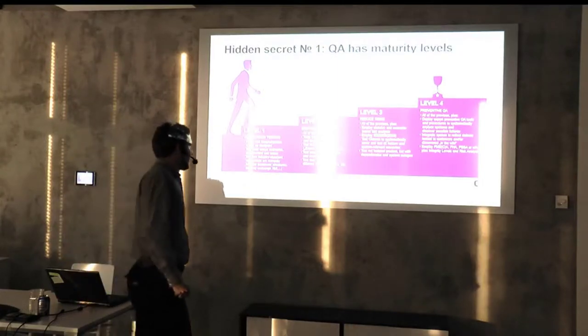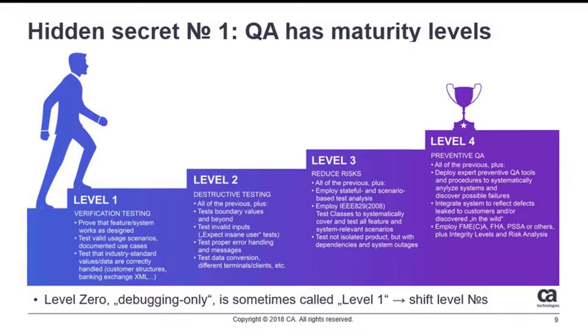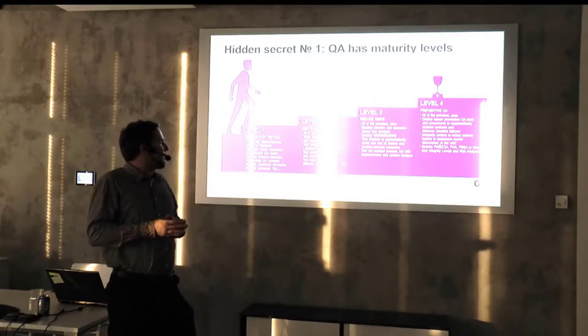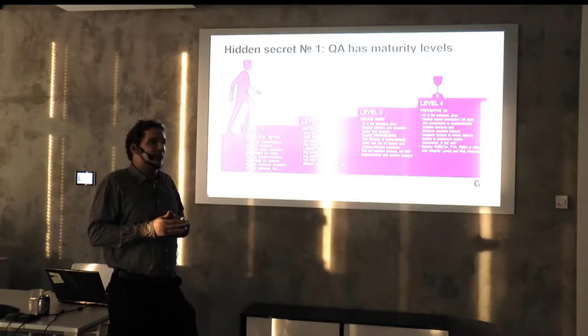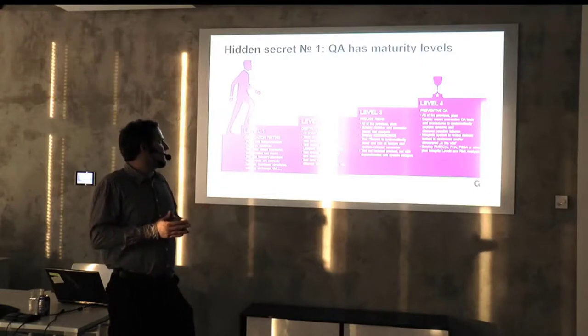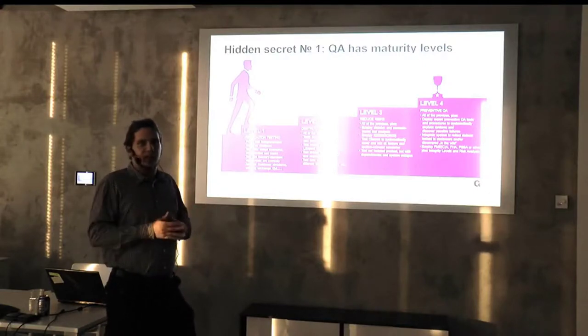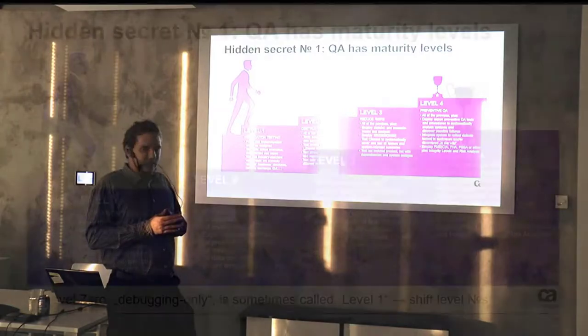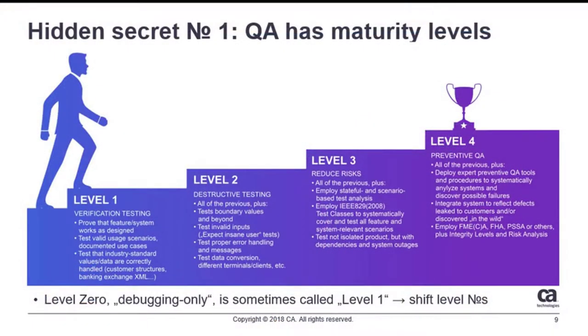Then we have the third level. Again, it encompasses all of the previous, but on top of that, it uses some techniques, these are the advanced techniques I like so much, which try to help you make sure that you have really tested the code throughout, that you didn't omit anything important, that you will not be ashamed when the product releases and customers start finding bugs. So how do you do that? You employ state transition testing and scenario-based tests, knowingly. You can try to use something called test classes, which was first defined in an IEEE 29 standard, and I will talk about it more later, which is like a checklist and guideline to tell you what things to focus on.